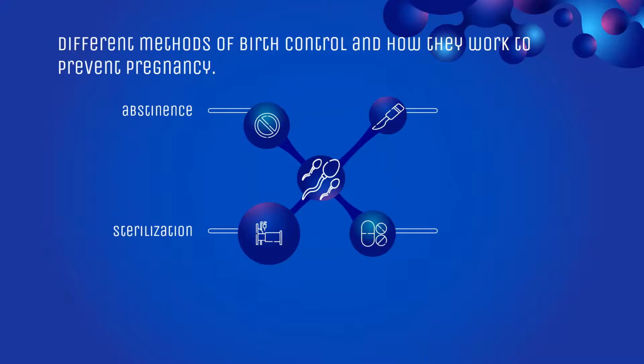The sterilization. The sterilization is performed by the tubal ligation in which both oviducts are tied off and then cut, so the secondary oocyte is incapable of passing through the oviducts. The surgical sterilization is a procedure that makes a person unable to reproduce. The most common method of sterilization in males is vasectomy, in which part of each vas deferens is removed.